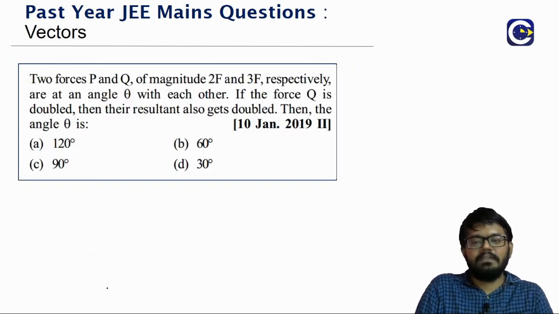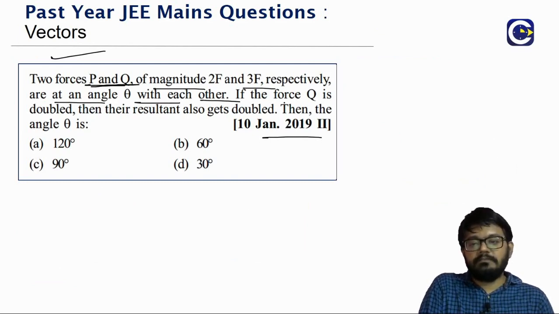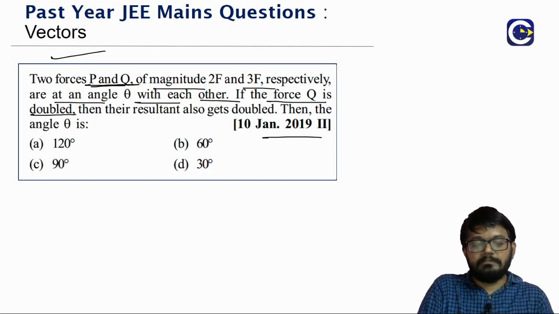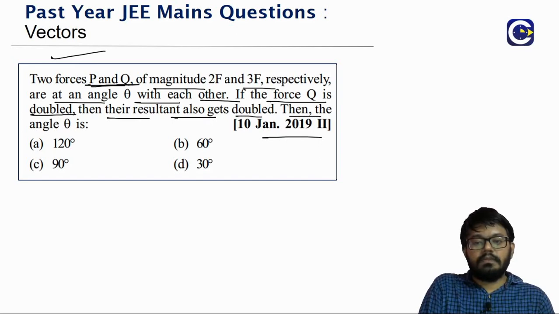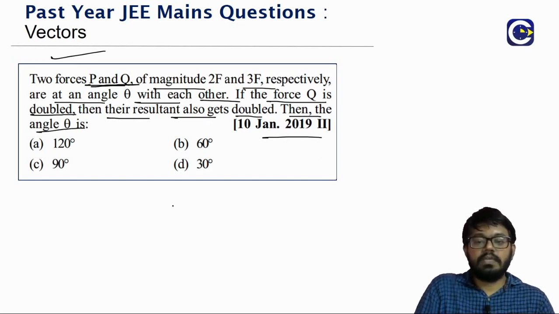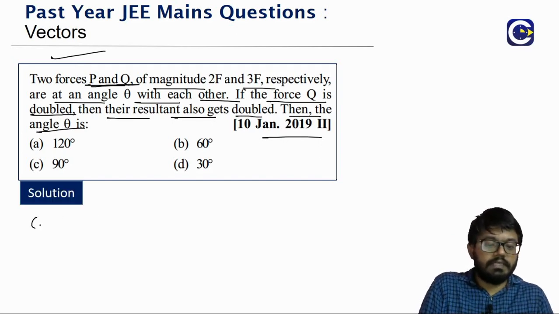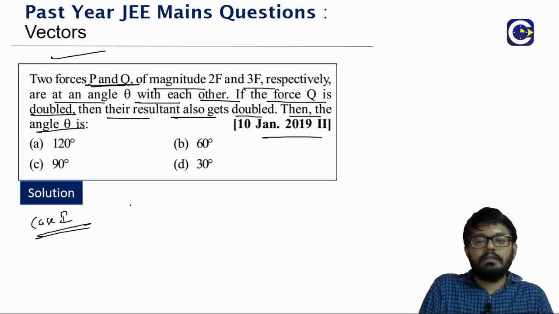Let's look at another question, 2019. Two forces P and Q, with magnitudes 2F and 3F, are at an angle theta with each other. If the force Q is doubled, then their resultant also gets doubled. Then the angle theta is? There are two cases here. Case 1: two forces, 2F and 3F, with an angle theta.